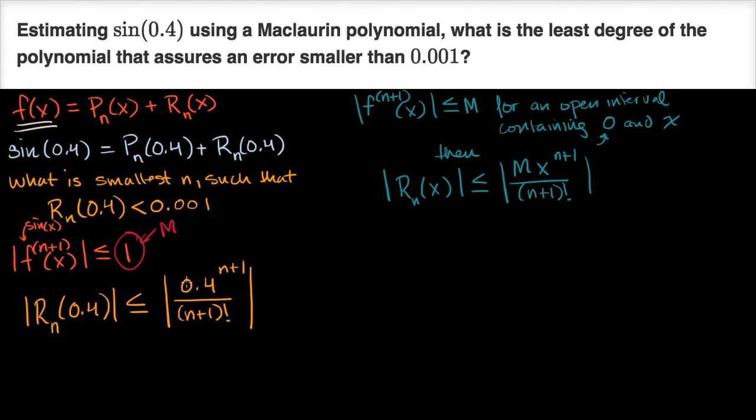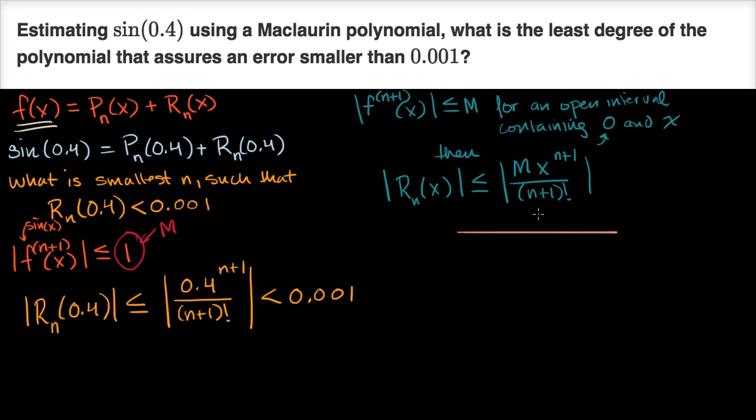And we want to figure out a situation where this is less than 0.001, because then this for sure is going to be less than 0.001, because the remainder is less than or equal to this, which is less than that. So how do we do that? How do we figure out the smallest n where this is going to be true? Well, we can just try out some n's and keep increasing until this thing actually becomes smaller than that thing. So let's do it. All right, I'm going to set up a table here.